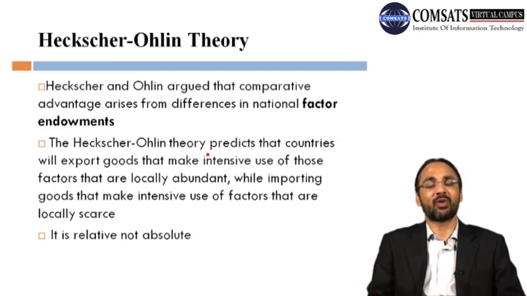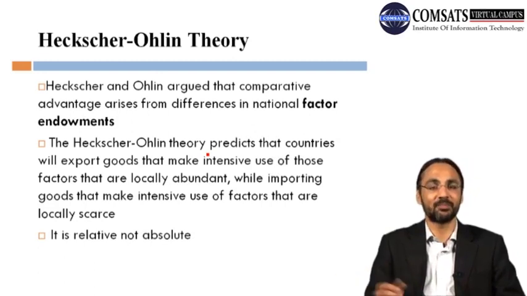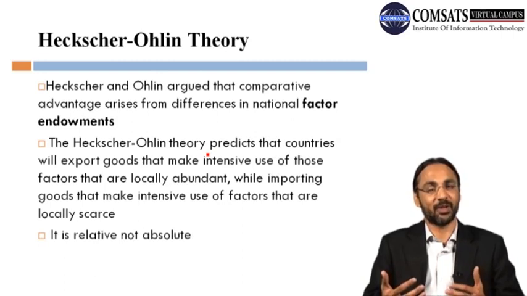For instance, if we say that Saudi is blessed with oil, what does it mean? We are going to compare the amount of oil that Saudi has with other countries, right? And as compared to other countries, Saudi has more oil. In that way, we are considering the factor endowment in terms of relative scale, not the absolute scale. We are comparing across the countries, and we can compare within the country as well.